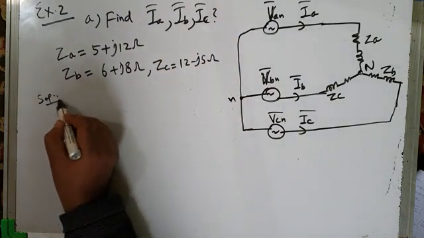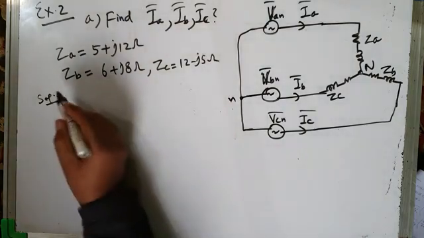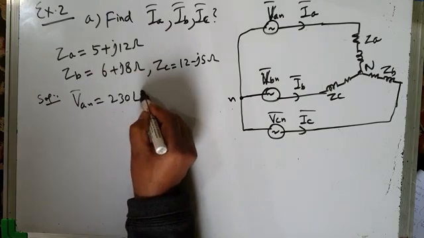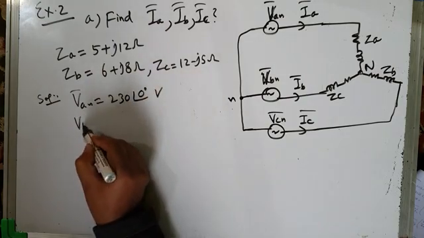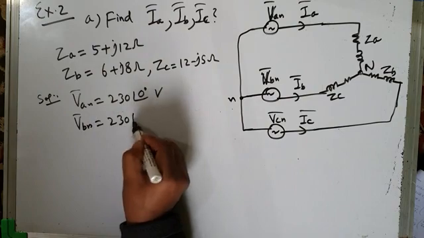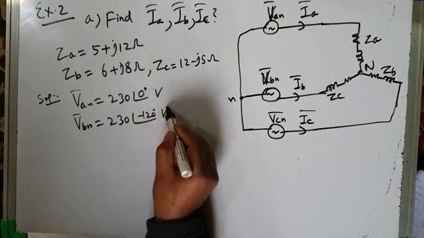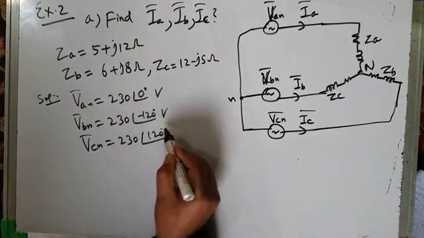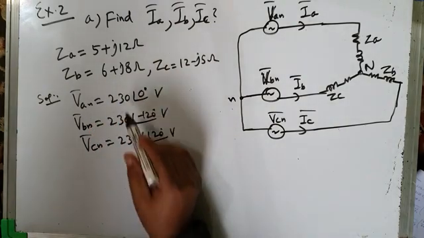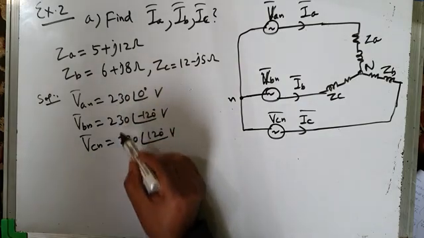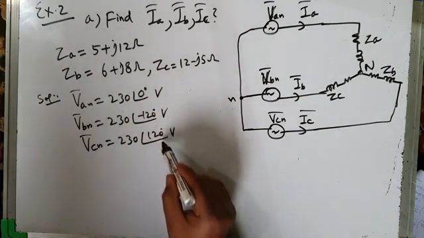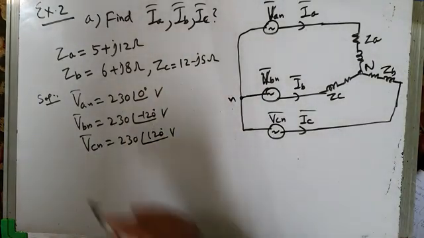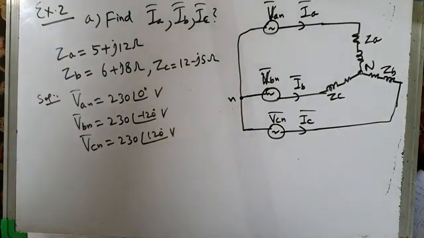So let us try to find out. We are also given VAN equal to 230 at an angle of 0 degrees volts. VBN phasor is 230 at an angle of minus 120 degrees volts. And VCN phasor is 230 at an angle of plus 120 degrees volts. So this is a set of balanced three-phase voltages. The RMS value of all the three-phase voltages is the same, with a phase displacement of minus and plus 120 degrees. So the source voltages are balanced three-phase voltages.